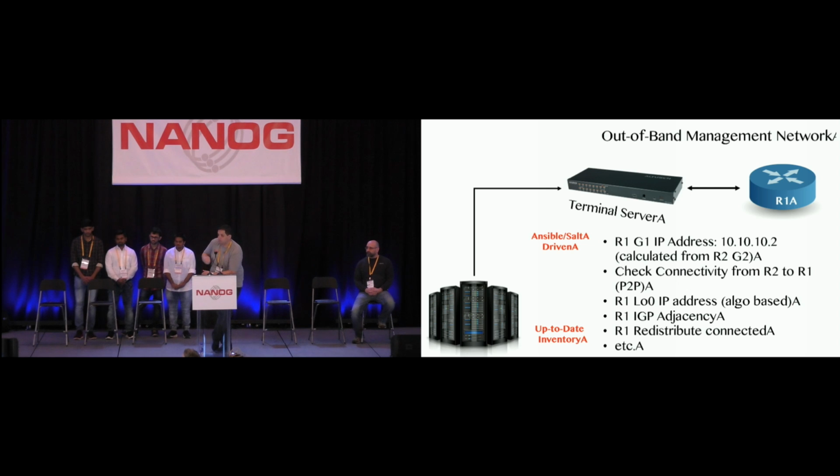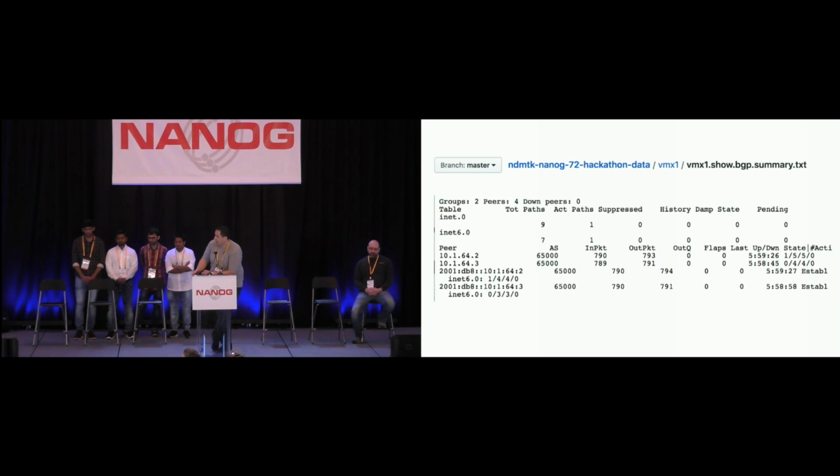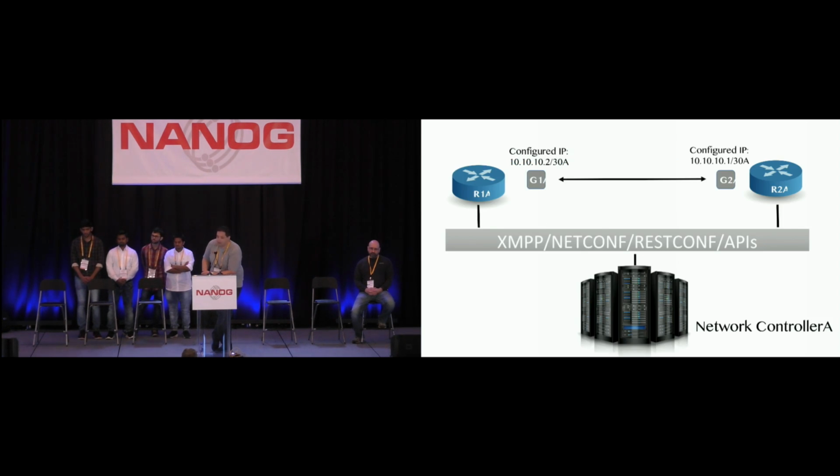Check the connectivity. You can run ping commands. You would want to configure the loopback IP address, form IGP adjacency, and redistribute connected routes. And you would be in the game. The end result should be that your BGP sessions are up, like they are here. And after that, you can use various APIs such as XMPP, NETCONF, RESTCONF, whatever you want, to continue provisioning your networks in an automated fashion.